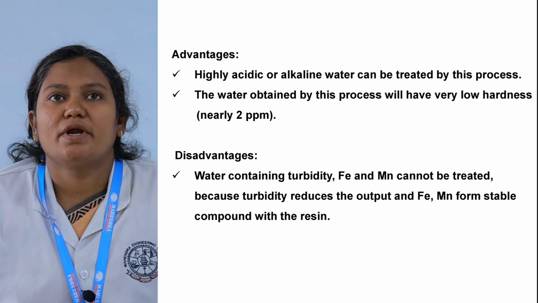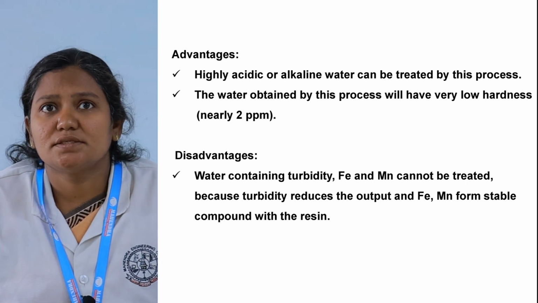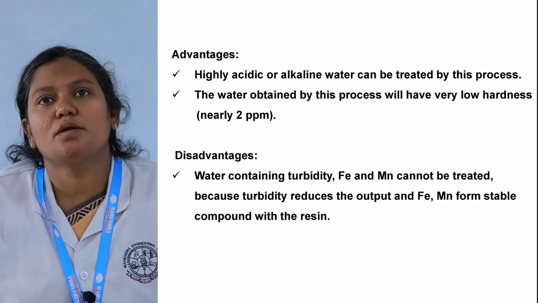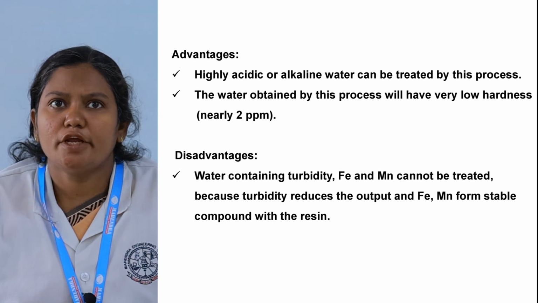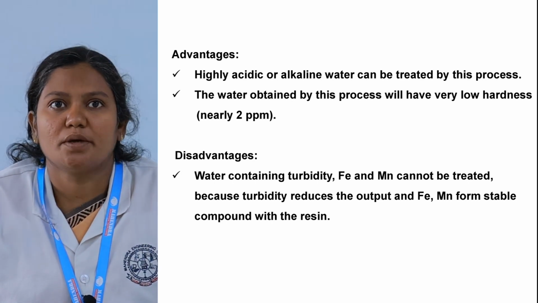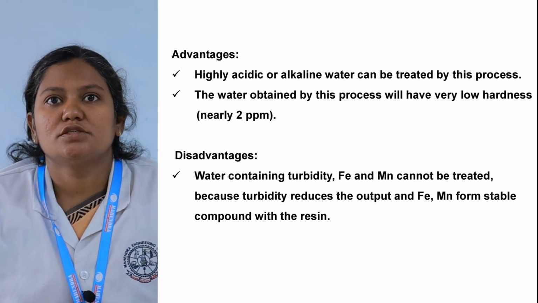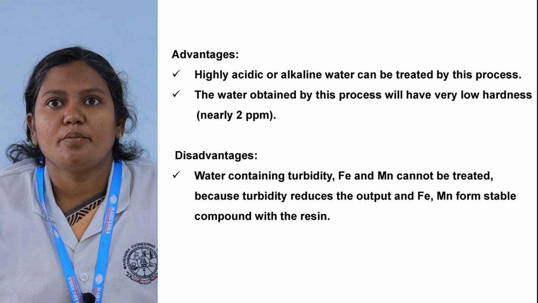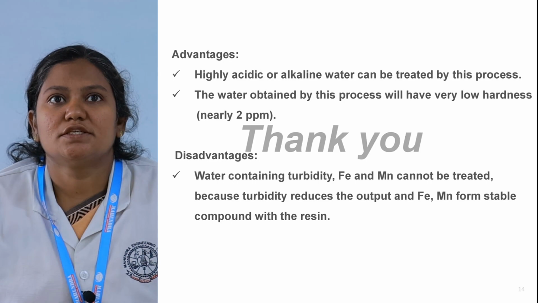What are the advantages and disadvantages of the process? The advantage is that highly acidic or alkaline water can be treated by this process. The water obtained by the process will have very low hardness, nearly 2 ppm. Disadvantages: water containing turbidity and ions like Fe and Mn cannot be treated, because the turbidity reduces the output, and Fe and Mn form stable compounds with the resins.